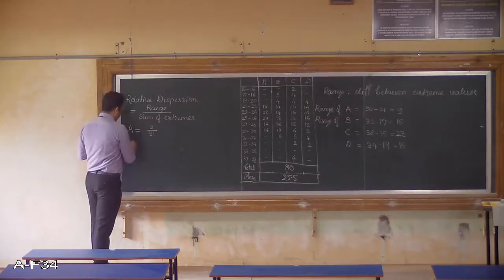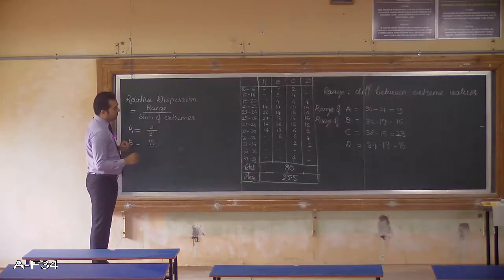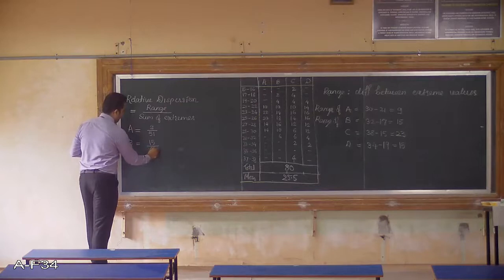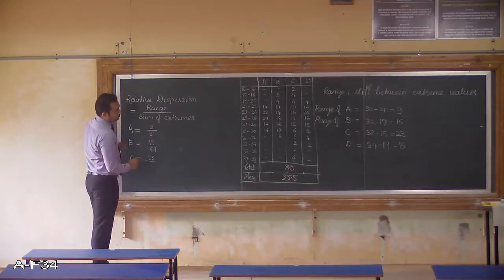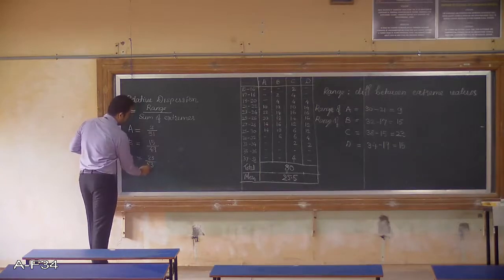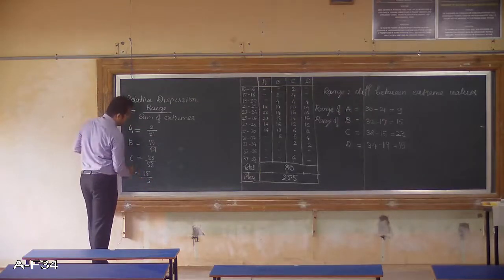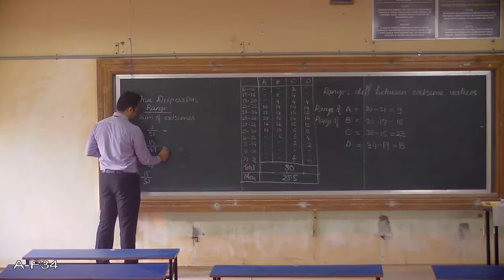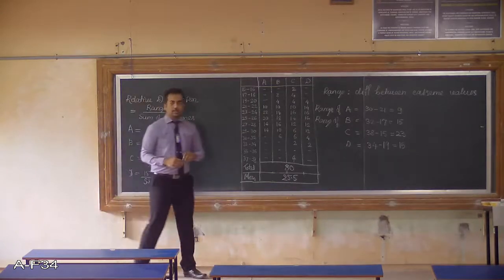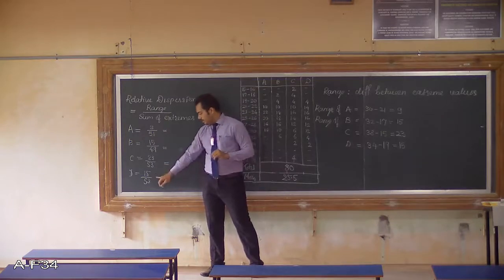Okay. Then for B, the range we have calculated as 15 and the sum of the extremes gives you 49. Then for C, so these are the relative measures we have calculated. This is 9 by 51, 15 by 49, then 23 by 53 and 15 by 53.